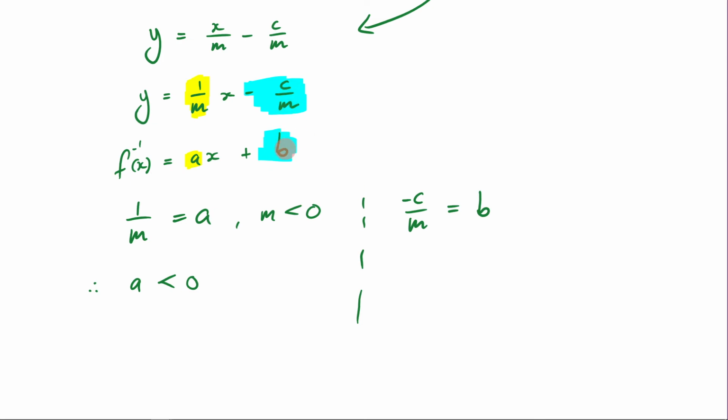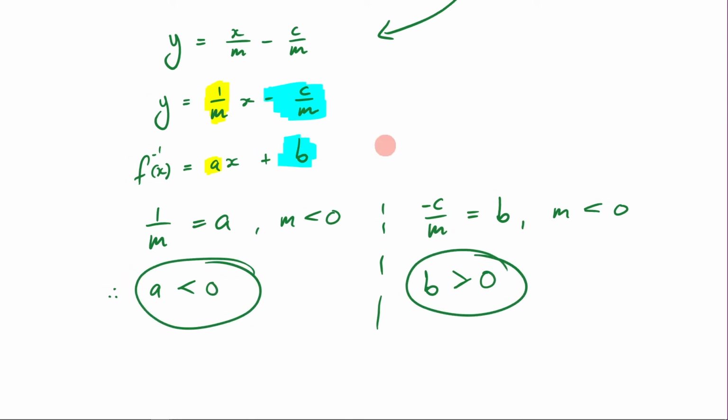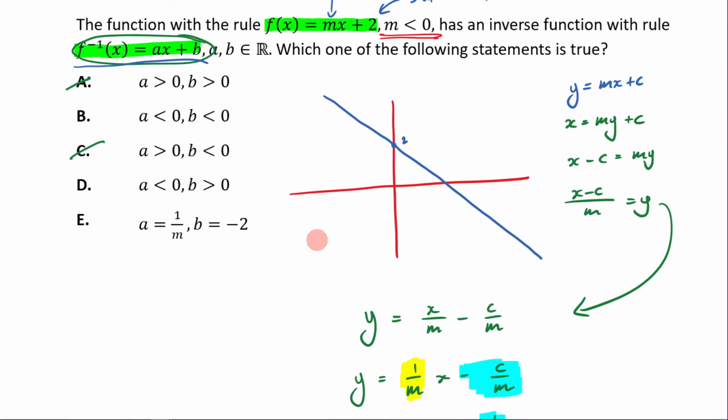That's just what I've highlighted in blue there. Again, I know that m is less than 0, so I've got a negative number divided by a negative number. That means I'm going to get a positive out. That means b has to be greater than 0, because I've got a negative divided by a negative. b has to be greater than 0. a has to be less than 0. We come up and we look at our options. That means B is out.